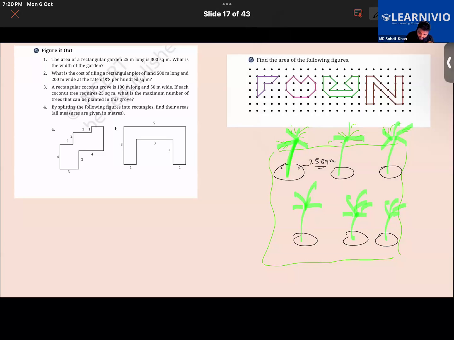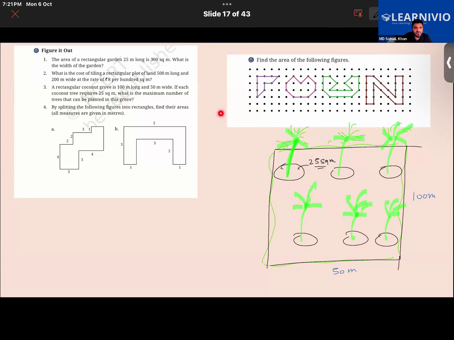There are 6 coconut trees. Just for reference, I have drawn it to make you understand what the question is trying to say. So the rectangular coconut grove is 100 meters long and 50 meters wide. Suppose 100 by 50 meters. It should be a bit longer, but anyway, try to understand. It looks like a square, but it is longer. It's a rectangular grove.